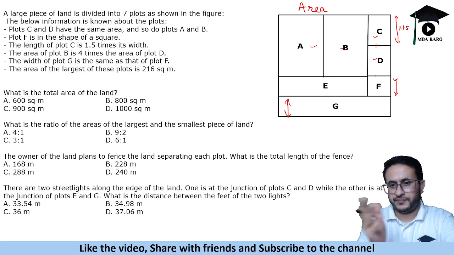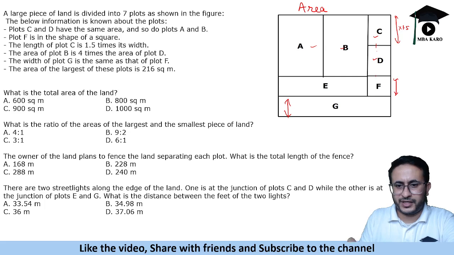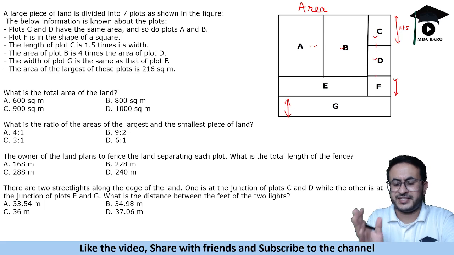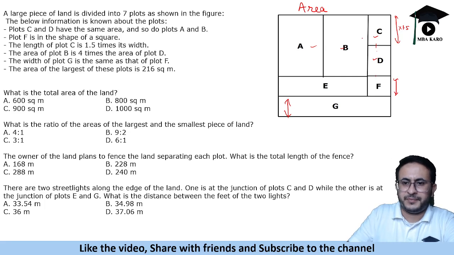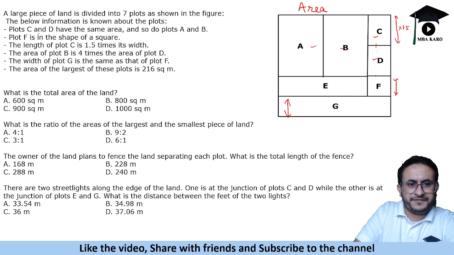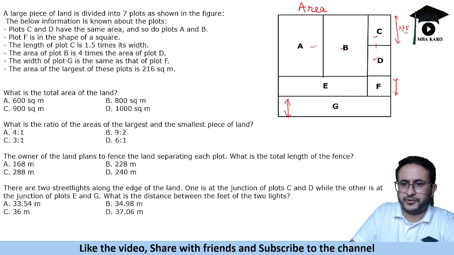So pause the video and try to solve it, and then look at the solution. It's an easy one, it's just that it is different from the remaining ones. So F is in the shape of a square, and this is 1.5 times.